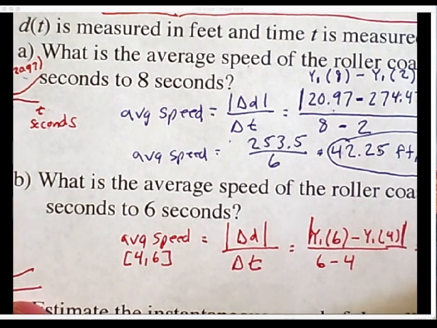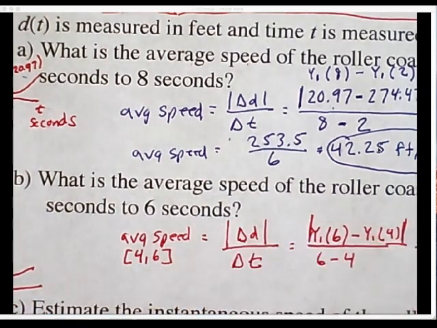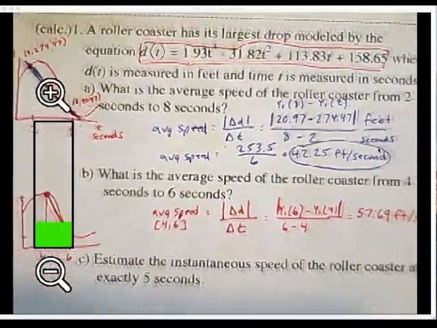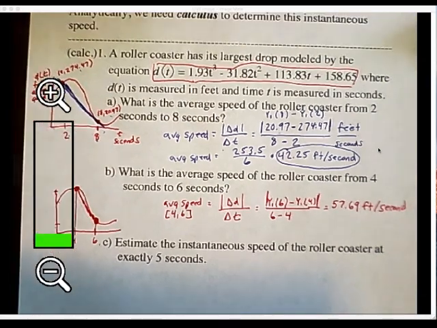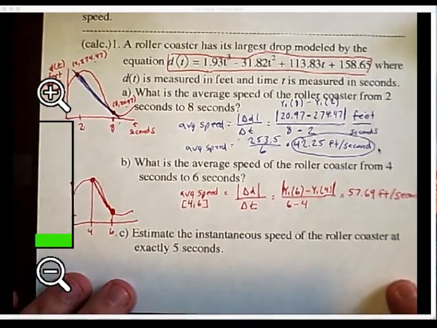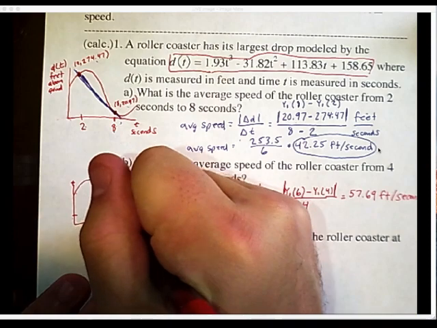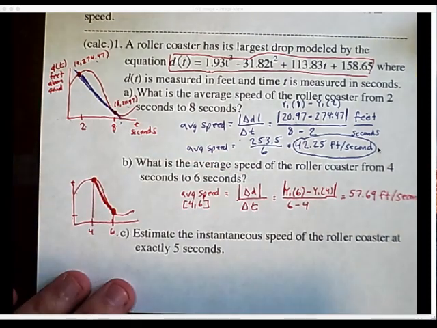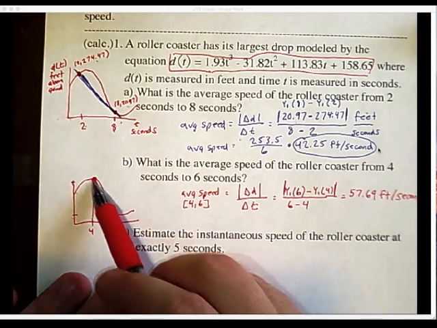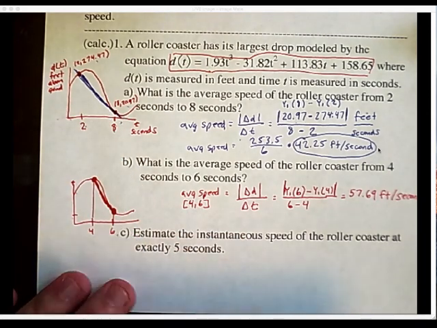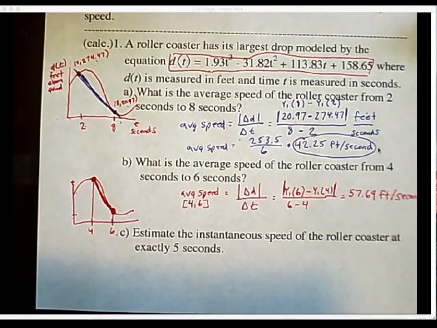And the units would be the same, feet per second. So the absolute value of this slope would be 57.69. As you can see, it's a little bit steeper, but it's going down. That's the average speed.